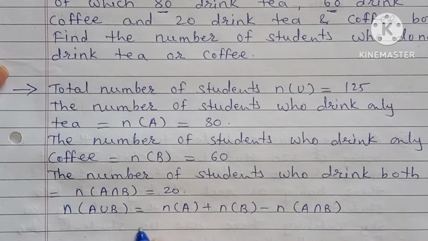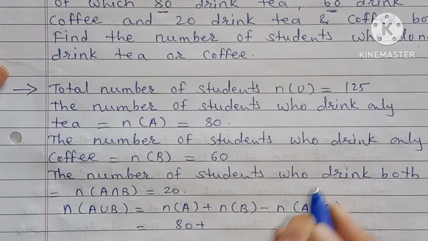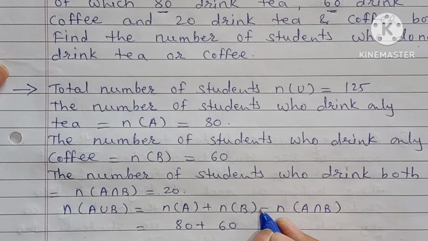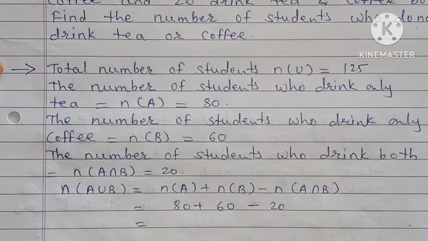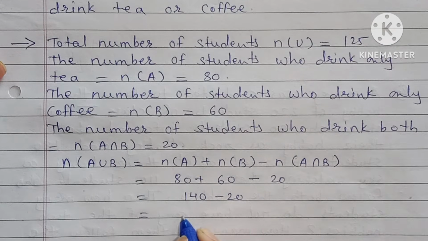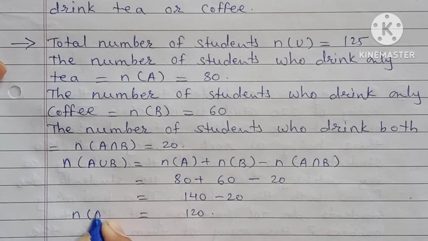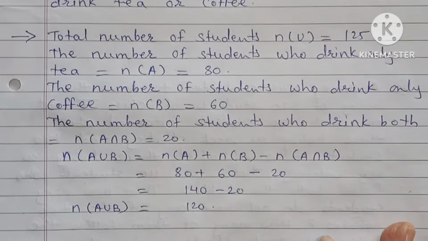Now put the values. n of A 80 plus n of B 60 minus n of A intersection B, how much? 20. 80 plus 60 is 140. 140 minus 20 is 120. Means n of A union B is equal to 120.